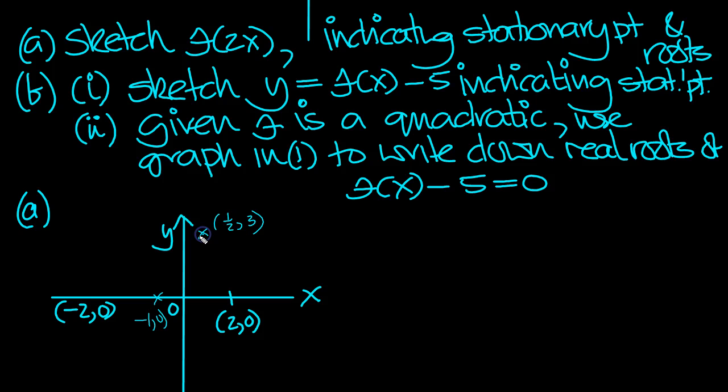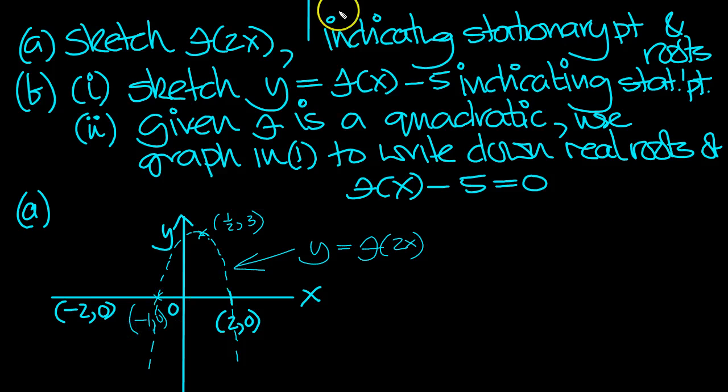So it's like it's squeezed up, isn't it? So this curve now behaves in the same manner. It just goes up, comes up and down, so to speak. But it's compressed, it's squeezed up, isn't it? By a factor of 2. There it is there. So this is y equals f of 2x. We've indicated the roots, the places where it crosses the x-axis, and we've indicated the stationary point.